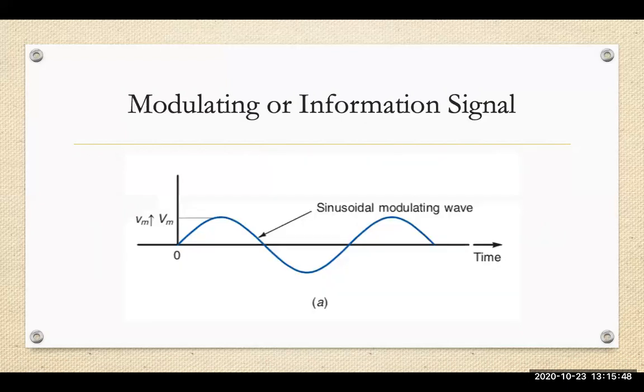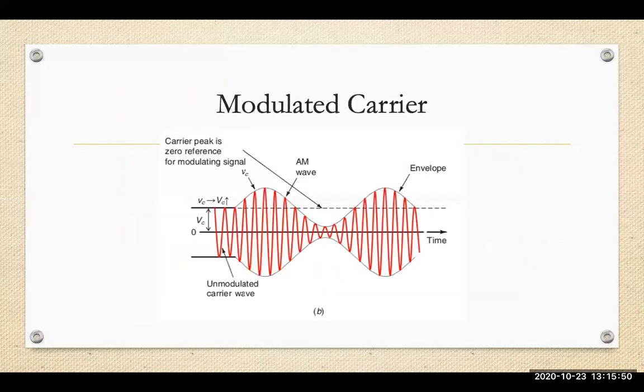So sa next na illustration natin, ito yung modulated carrier. So you can see here the envelope. Ito yung imaginary line connecting the positive peaks and negative peaks of the carrier waveform. Okay? So it actually gives the exact shape of the modulating information signal. Okay, yun yung envelope.